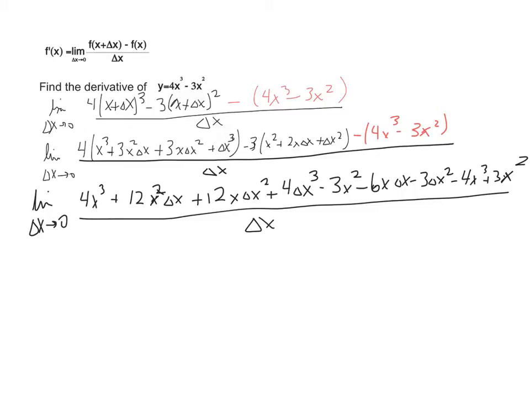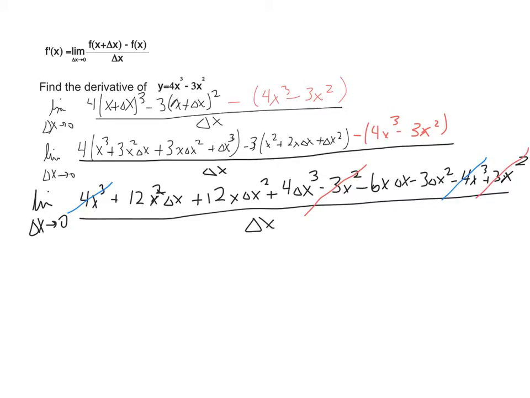So now we look for any like terms we can get rid of. Well, I see a positive 4x cubed here and a minus 4x cubed over here. What else? Anything else alike? Well, we've got a minus 3x squared here and a plus 3x squared here.